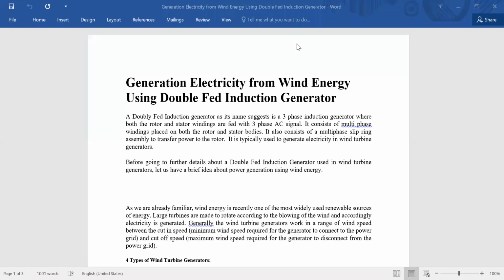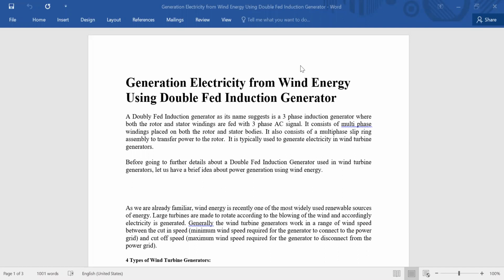So when we are talking about the doubly fed induction generator, as the name suggests, it's a three-phase induction generator with windings, that is rotor and stator winding, fed from a three-phase AC signal. The multi-phase winding is placed on the stator and the rotor. It consists of a multi-phase slip ring assembly, and we have this assembly to transfer the power to the rotor.